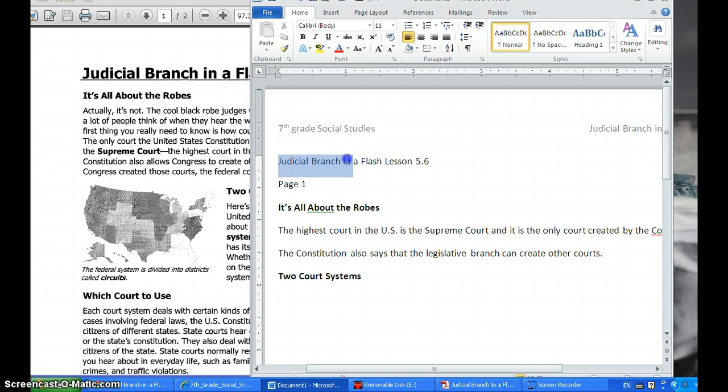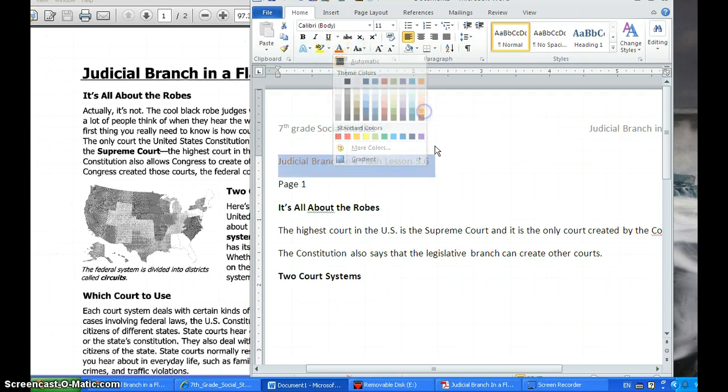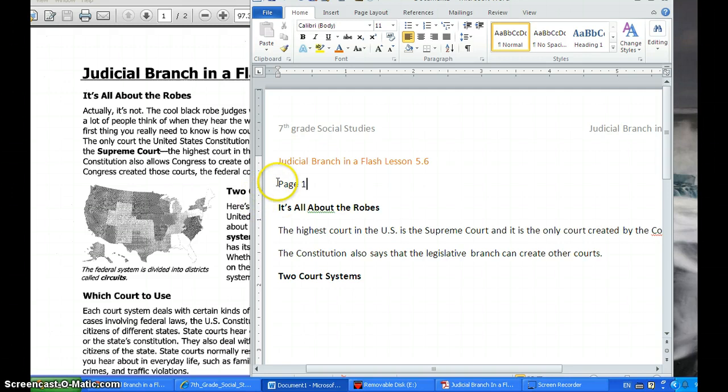So I have this title. Maybe I'll put it in a different color so it's kind of noticeable. I started with page 1 and I put that there so that whenever you want to go back to your notes, you know where to look.